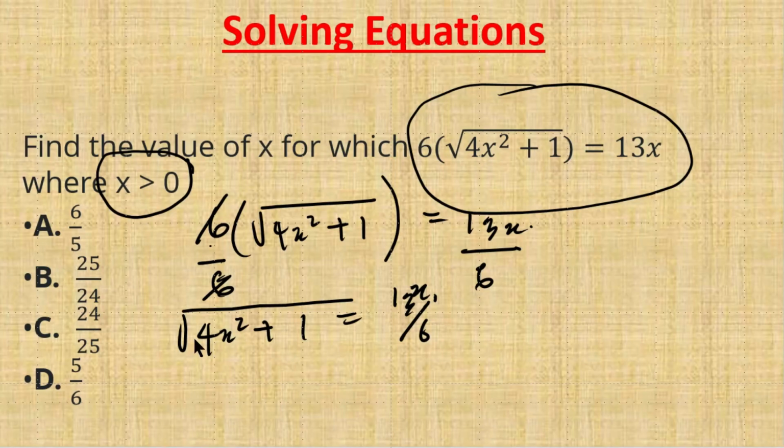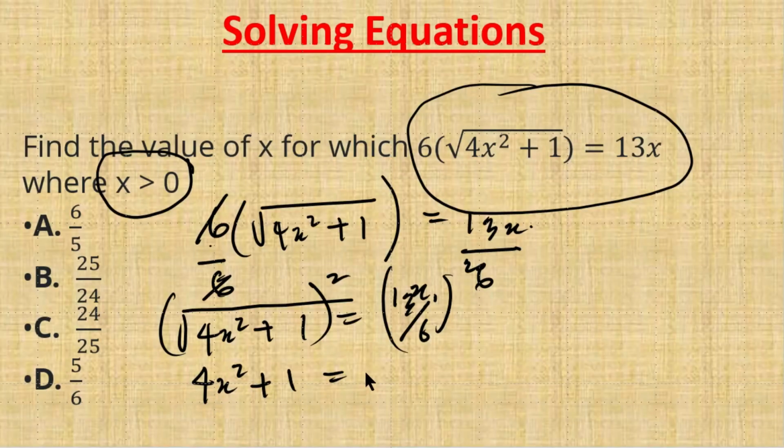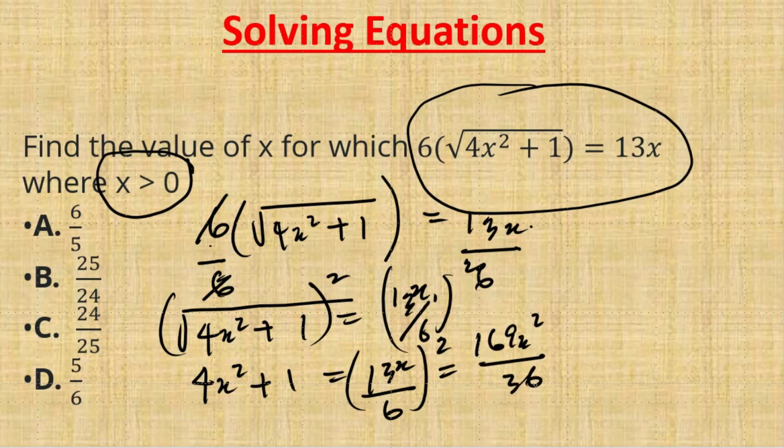Now I have a square root here. What is the opposite of square root? That should be the first question you ask yourself. The opposite of square root is square, so I'll take the square of both sides. Now this looks like 4x squared plus 1 equals (13x) all squared over 6 all squared. Now let's interpret this. 13x all squared is the same thing as 169x squared over 36.